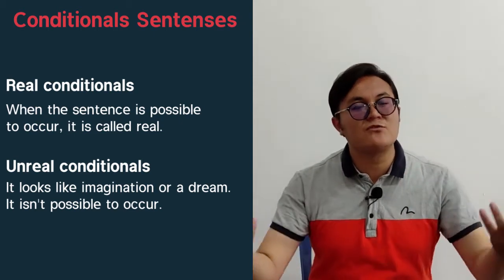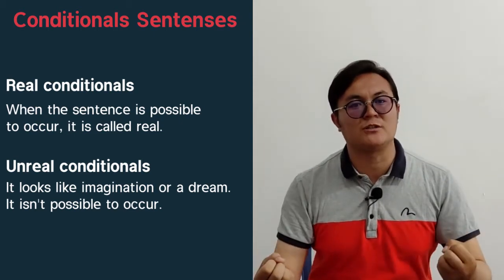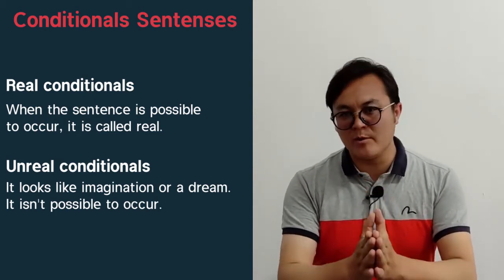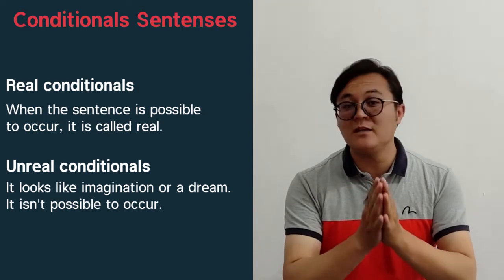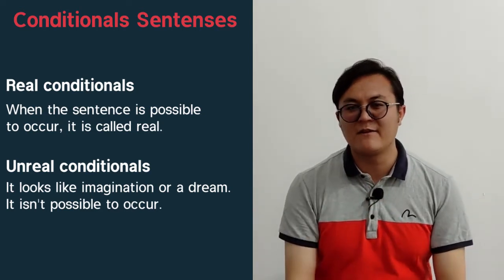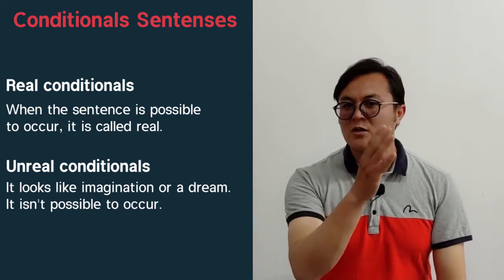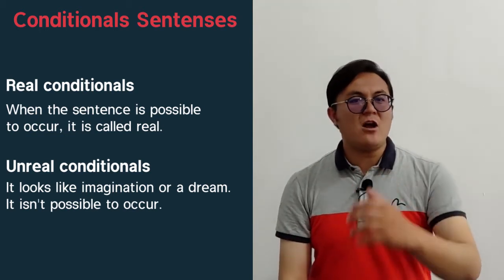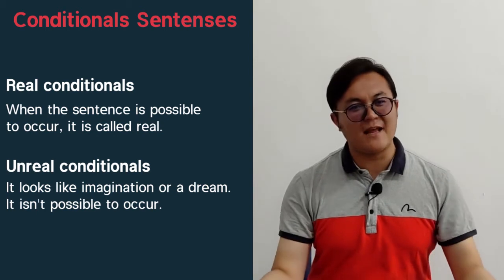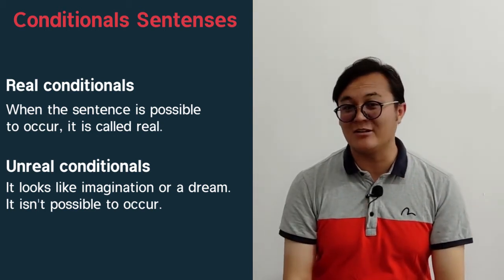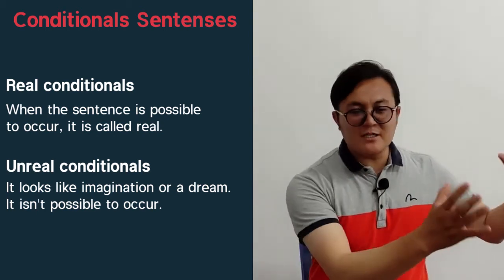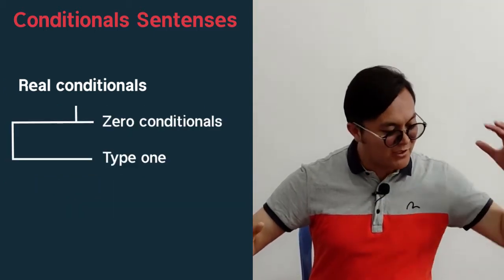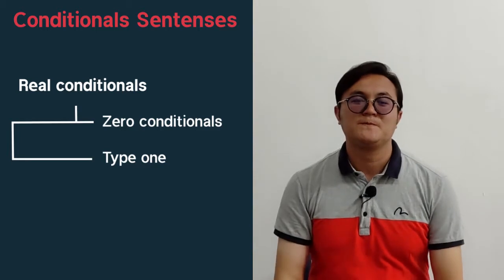So it looks like a dream. It looks like an imagination rather than to be a real sentence. And of course, it is not probable, impossible to occur, and to happen, such kind of sentence. That is why they're called what? They're called unreal conditional sentences. To better help you understand the details of conditional sentences in English, you better know that the real conditional sentences are going to be classified into two other classifications, including zero and type 1.